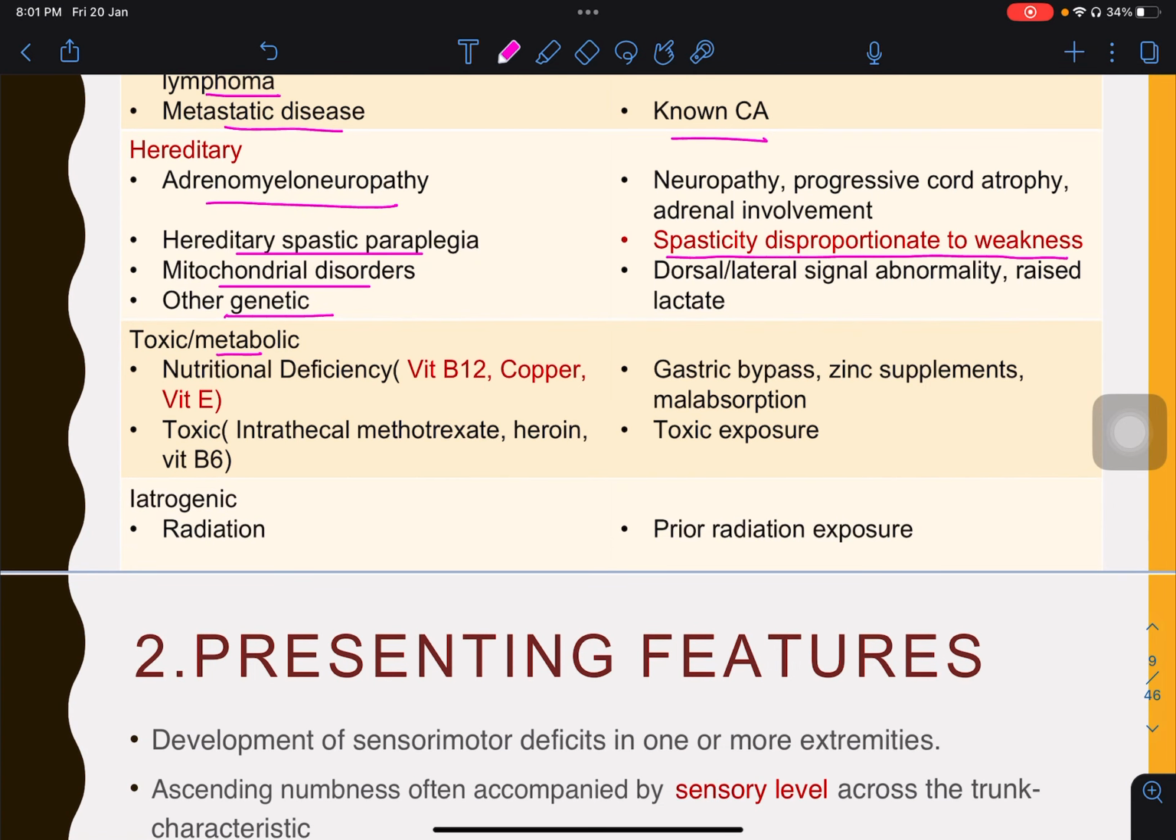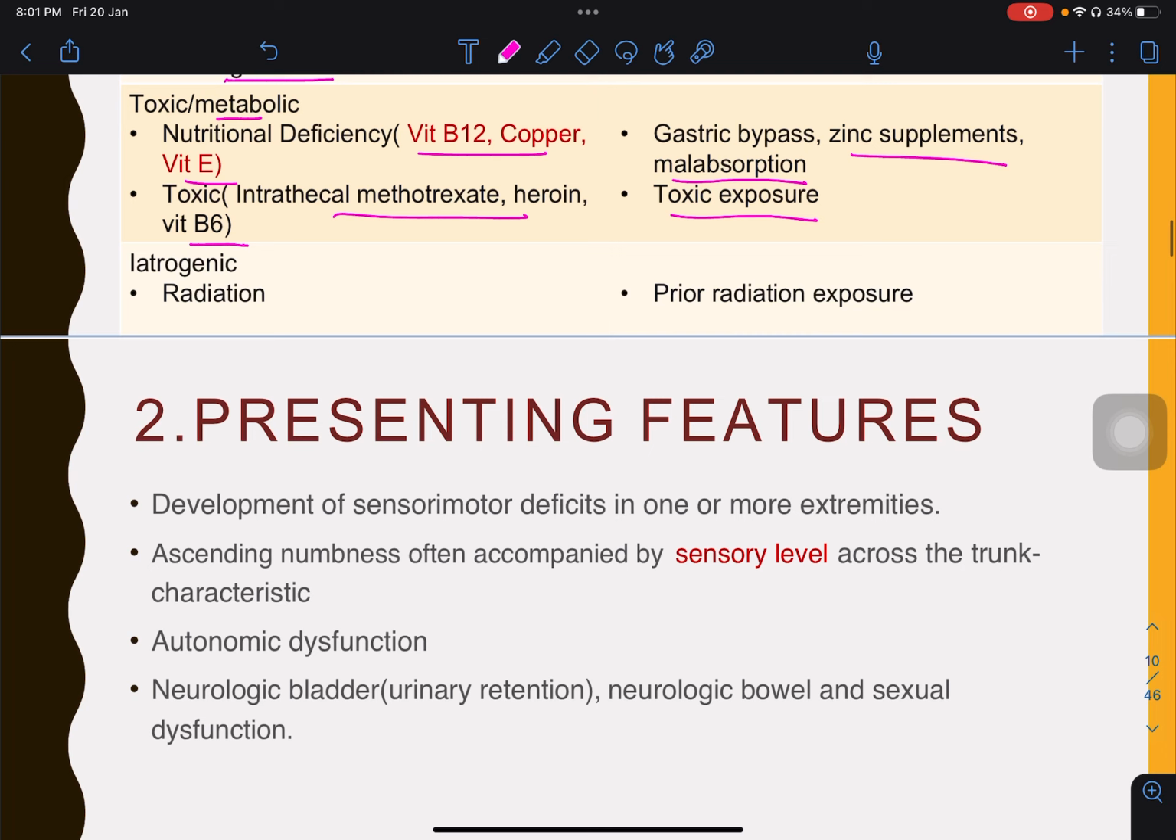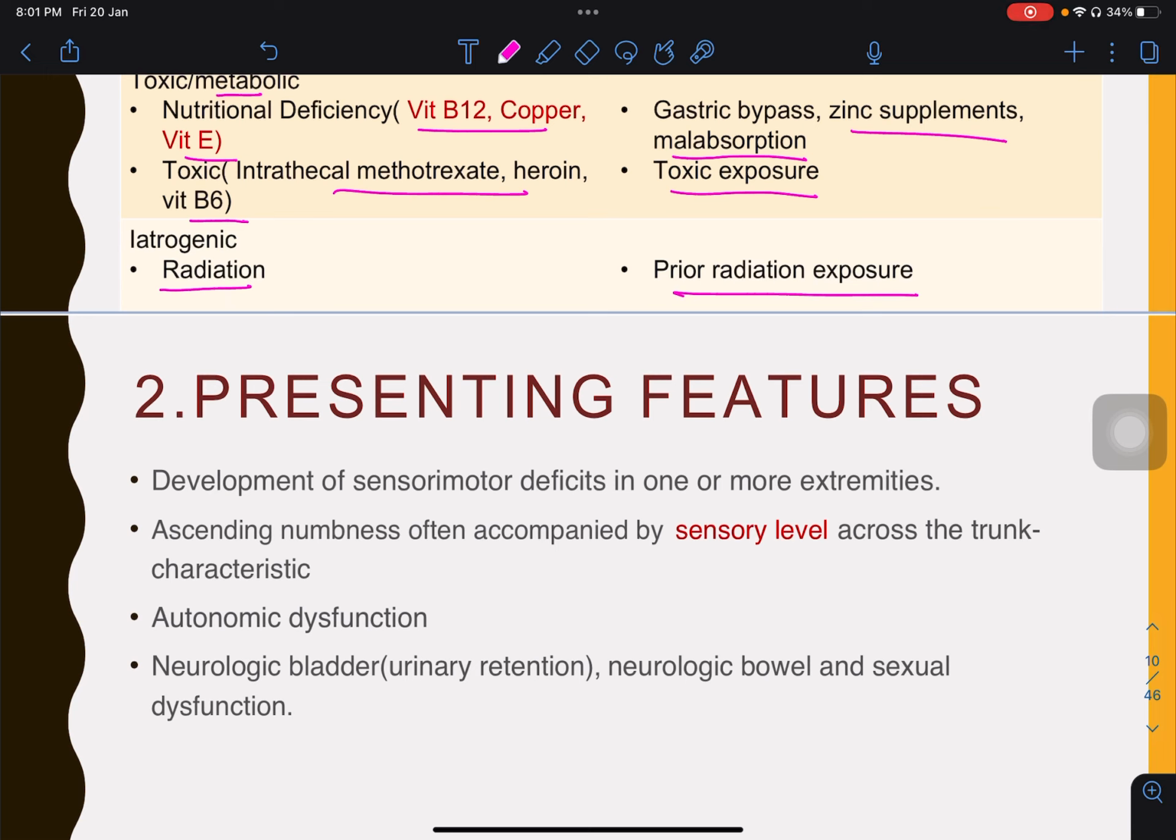Toxic metabolic, we'll discuss. Nutritional deficiency: B12, copper. Look for a history of any bypass, supplements, malabsorption, and toxic intrathecal methotrexate or B6. Toxic exposure must be ruled out. And iatrogenic, like radiotherapy. So this was regarding time to nadir and differential diagnosis of immune myelopathies.